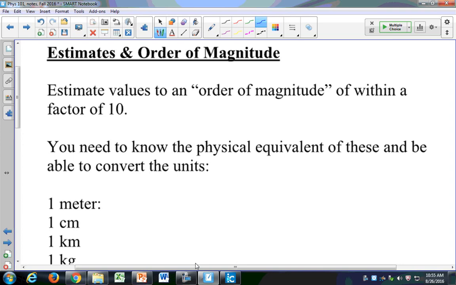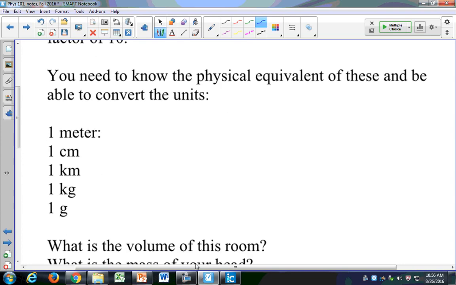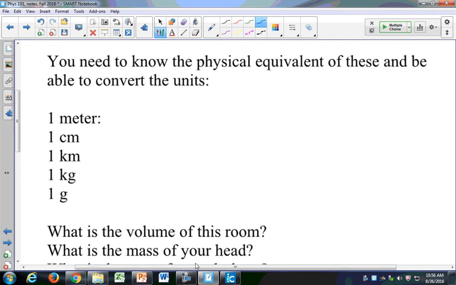You also need to know what a centimeter is. I always like to think of a centimeter as the width of my pinky. It's a hundredth of a meter and about the width of your pinky. A kilometer is, what is a kilometer in miles? Well, it's 1,000 meters, and a meter is about 3 feet, so a kilometer is 3,000 feet. That's a little more than half a mile.